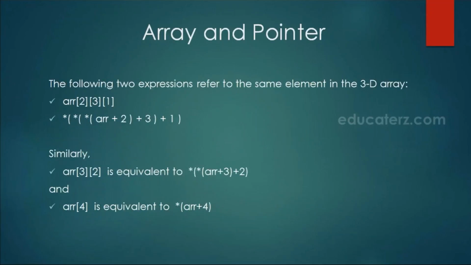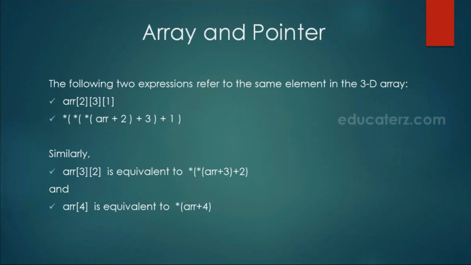Then we have one more declaration over here. When we have arr[2][3][1], that is a three-dimensional array, it can be expanded like this: *(*(*(arr+2)+3)+1). That is arr plus 2 and star on that, then plus 3 and again star on that, then plus 1 and a star on that. This way pointers and arrays are related.